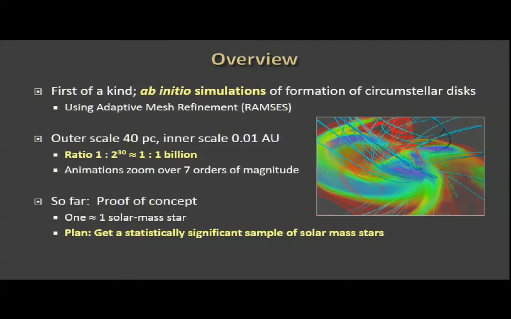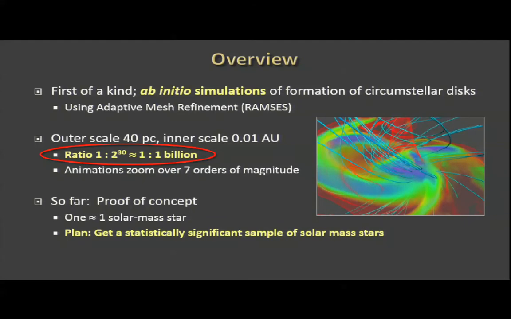Rather, I'm going to give an overview of work going in the other direction, towards smaller scales. So these are first of a kind ab initio simulations of formation of circumstellar disks. And the paper appeared on Astrophysics today, actually. I had a number for you here, but PowerPoint crashed on me, so I lost that update. But you can find it easily, of course, searching today's Astrophysics.